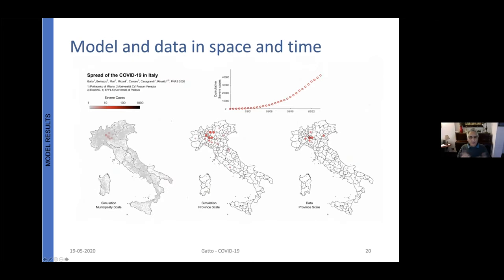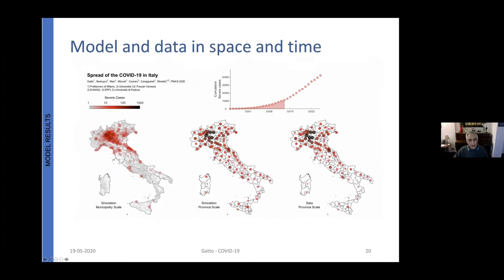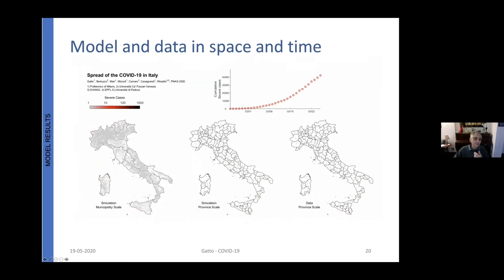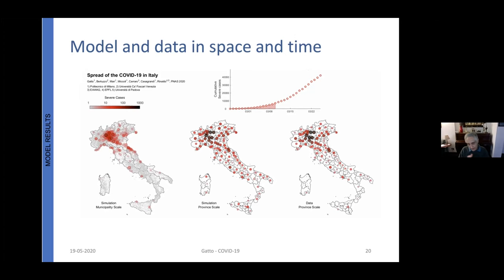And here you see a pictorial representation of the spread. These are the data. These are the calibrated model at the level of the second administrative level. And here is a fancy projection, made by a simulation at the municipal level. But of course, it is just, in a way, a fancy simulation.